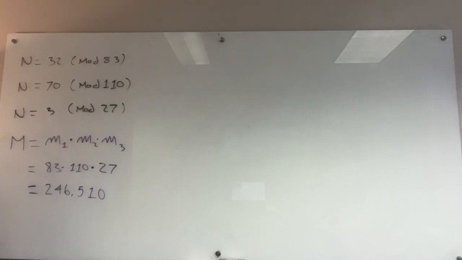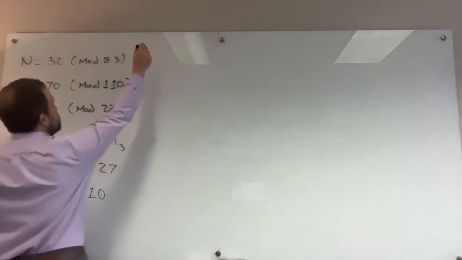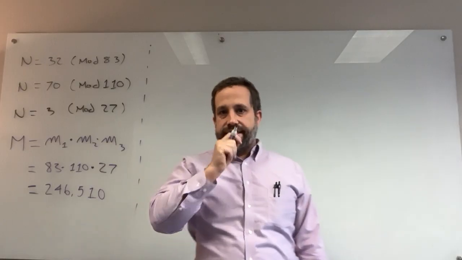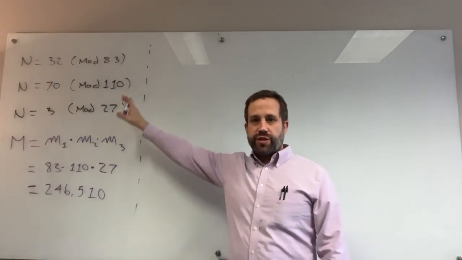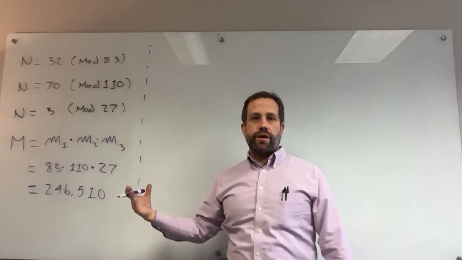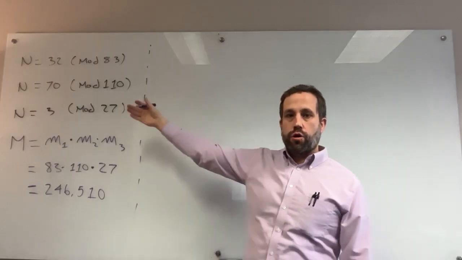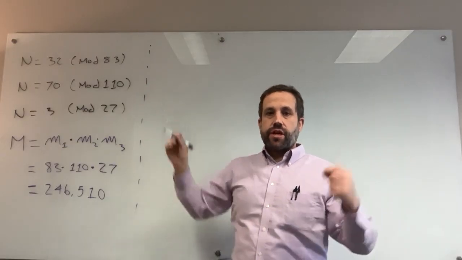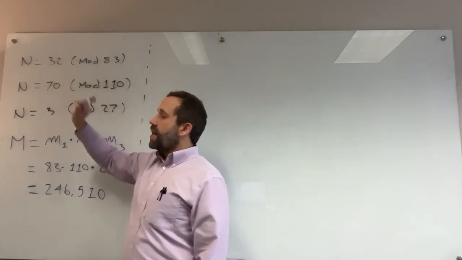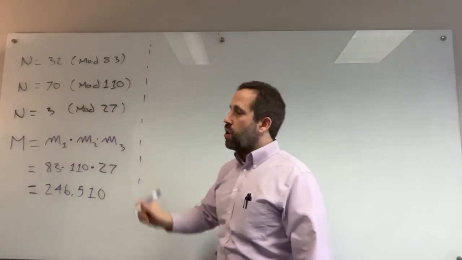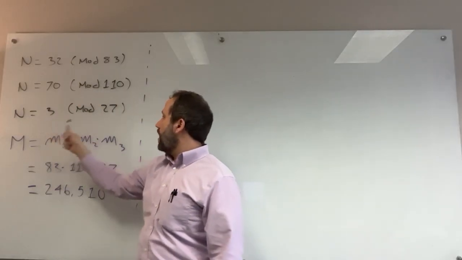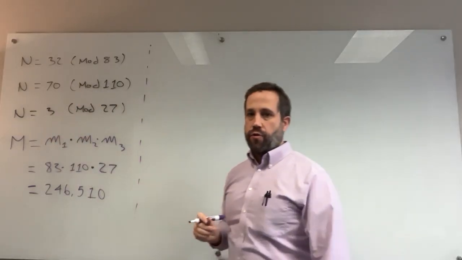Now the first thing that we need to understand is that whenever we have a solution to this system, it's not going to be a unique solution, because all we're requiring about n is something about the remainder. When I do n divided by 83, I want the remainder to be 32. When I do n divided by 110, I want the remainder to be 70. And when I do n divided by 27, I want the remainder to be 3.